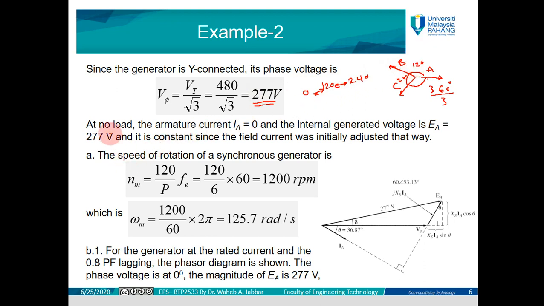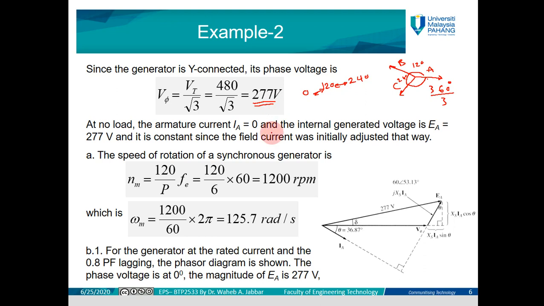At no load here, the armature current IA equals 0. Why? Because when we say no load, that means we are running the generator without any load. So the terminal of the armature, or stator, of the synchronous generator is not connected to any resistive, capacitive, or inductive loads. No loads. And the internal generated voltage EA will be 277, the same as the phase voltage, because there is no load and no voltage drop. So the output voltage is the same as the induced voltage.